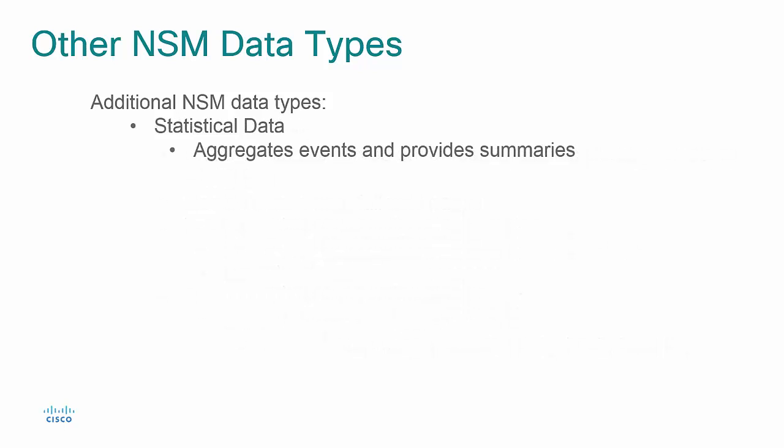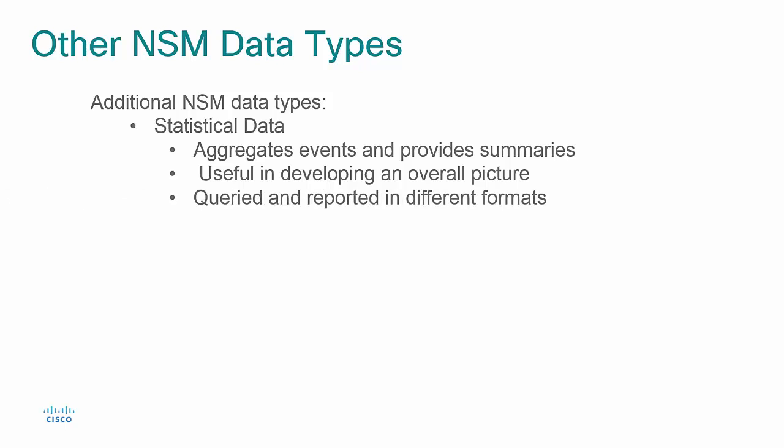Now let's move on to statistical data. Session data and transaction data both document individual events. Statistical data aggregates the individual events and provides summaries of the data. The analyst can use the summaries to develop a clear and coherent picture that may not be discernible from examining individual events.